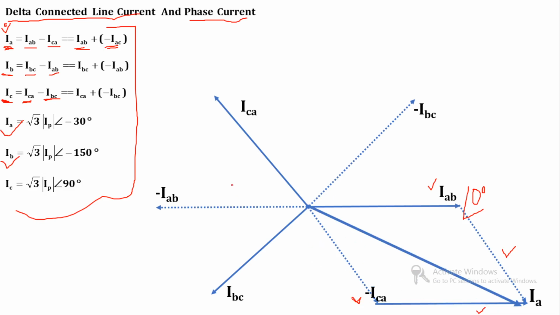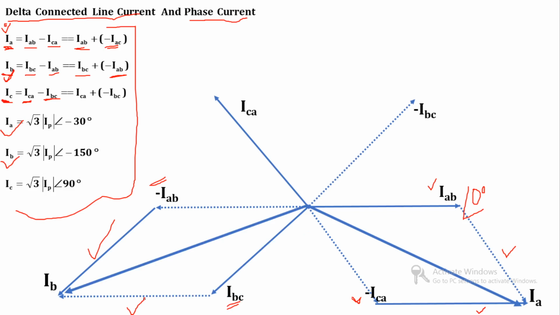Now we are able to find the line current IB. The line current IB is the addition of IBC and minus IAB. So this is IBC and this is minus IAB. We have to draw the first parallel line, which is parallel to IBC, and the second parallel line, which is parallel to minus IAB. This is the line parallel to IBC, and this is the line parallel to minus IAB. The addition of these two will give us the line current IB. So this is the line current IB.